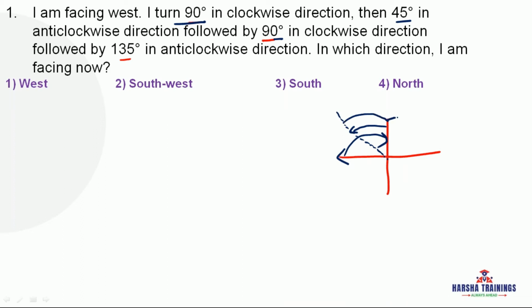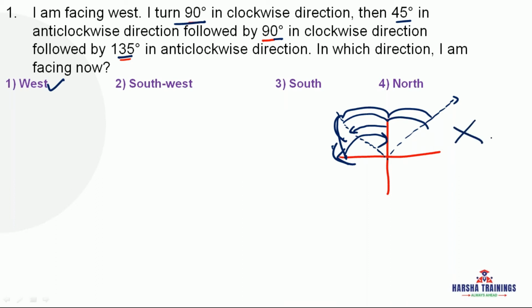So these are 45 and 45, so these are 90 degrees, right? Followed by clockwise 90 degrees, and followed by 135 degrees anti-clockwise direction, right? Okay, so 45, 45, 90, right? 90 plus 45. So which direction? Same direction, right? Then the answer is west side. Is it clear, all of you? So this is the basic method, taking at least 1 or 2 minutes.